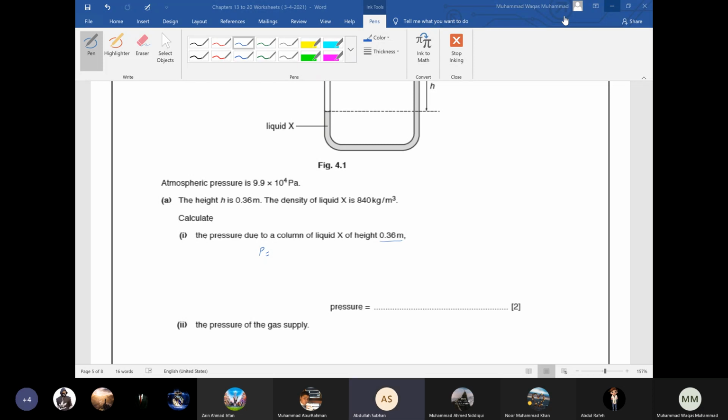Sir, density into gravity into height. Shabash. Okay. So it's density times gravitational field strength, or acceleration of free fall g, times height. So beta, what is the density of the liquid? Sir, 840. Shabash. Liquid X has the density of 840, times the value of g, 10, and h is 0.36. Now beta, if you multiply these, Abdullah Subhan, Shabash, multiply them and tell me what you get.